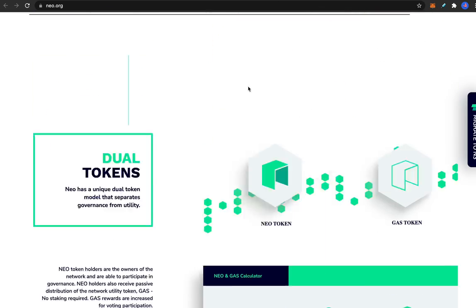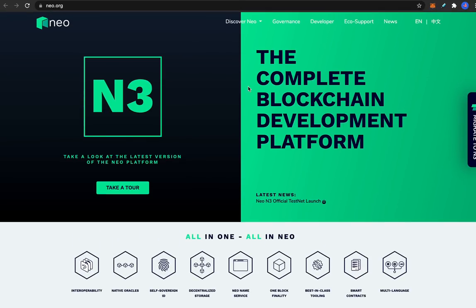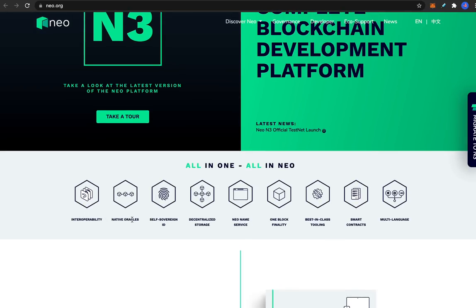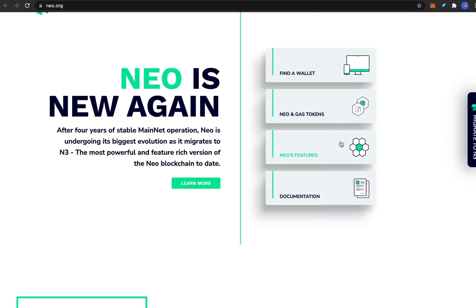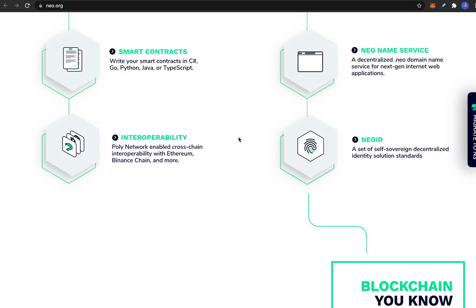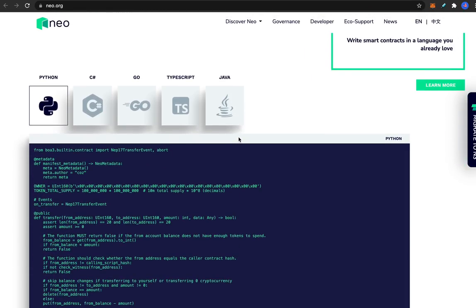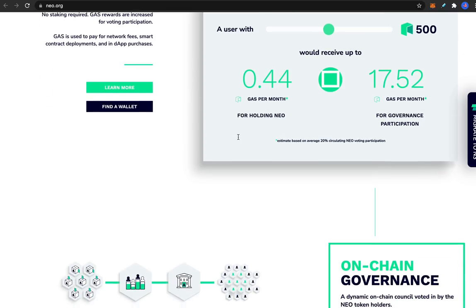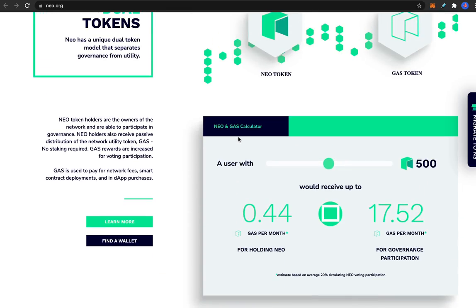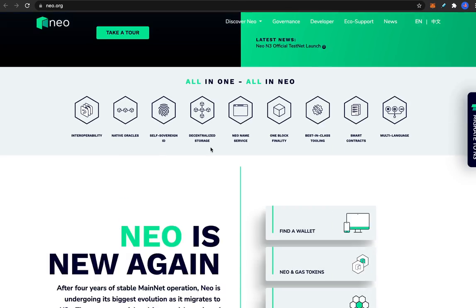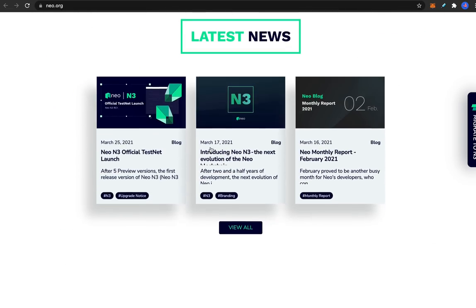So if we go to the website here, they explain everything about the project. Almost. It's interoperable, native Oracle, self-sovereign, and all these things are on the platform. They have a wallet system here, documentation. Okay, it's a blockchain, I understand that. And the reason why I wanted to feature this in this video is that they don't have a roadmap here. And they don't exactly explain what this blockchain is used for, so it's a little bit hard to get into.